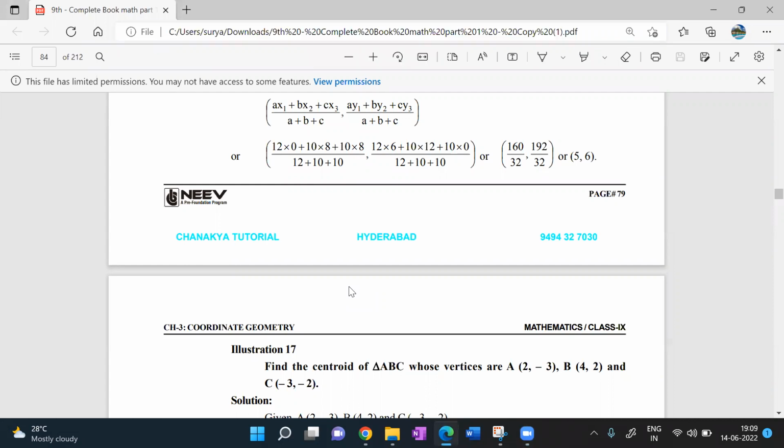Okay, children. Is Lalit here? Okay, yes, sir. So now, everyone solve this question. Find the centroid of triangle ABC whose vertices are given to you. He is asking us to find the centroid.